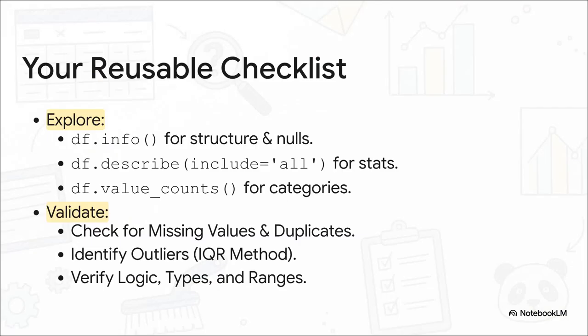And here it is, all in one place, your reusable checklist. This is the one you'll want to screenshot. First, you explore. Use info, describe with include equals all, and value counts. Then you validate. Check for missing data and duplicates, hunt for outliers, and verify the logic. This is your new standard operating procedure.